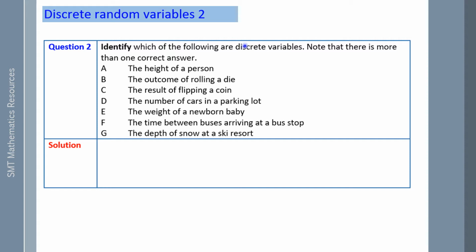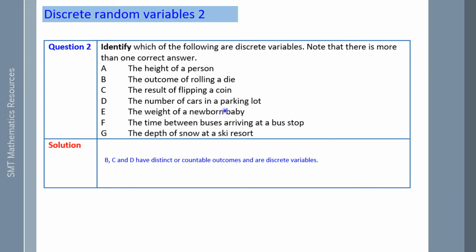Identify which of the following are discrete variables. Note, there is more than one correct answer here. The height of a person can be any value. The outcome of rolling a die is fixed to 6 values, so B is discrete. The result of flipping a coin, you're either getting a head or a tail. The number of cars in a car park is also fixed to certain values, distinct outcomes.